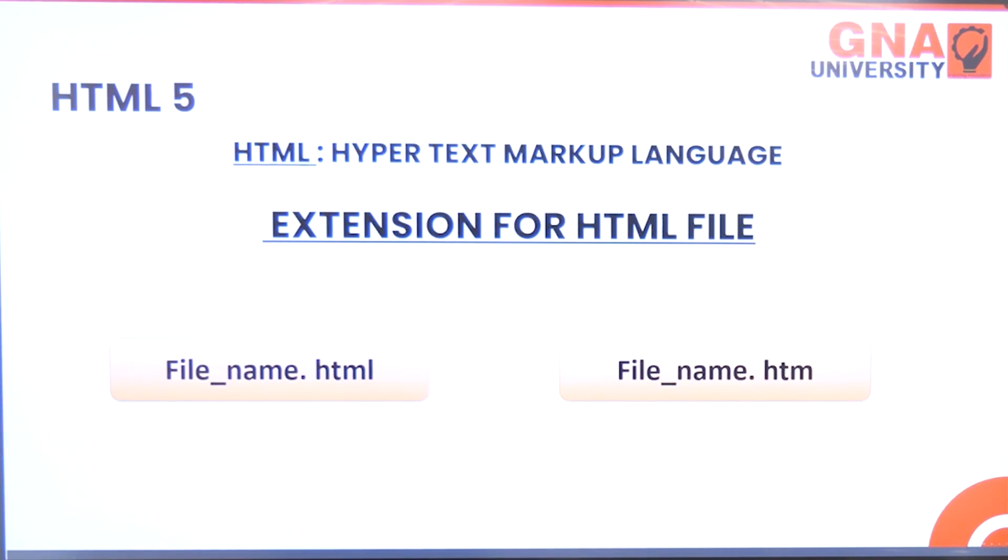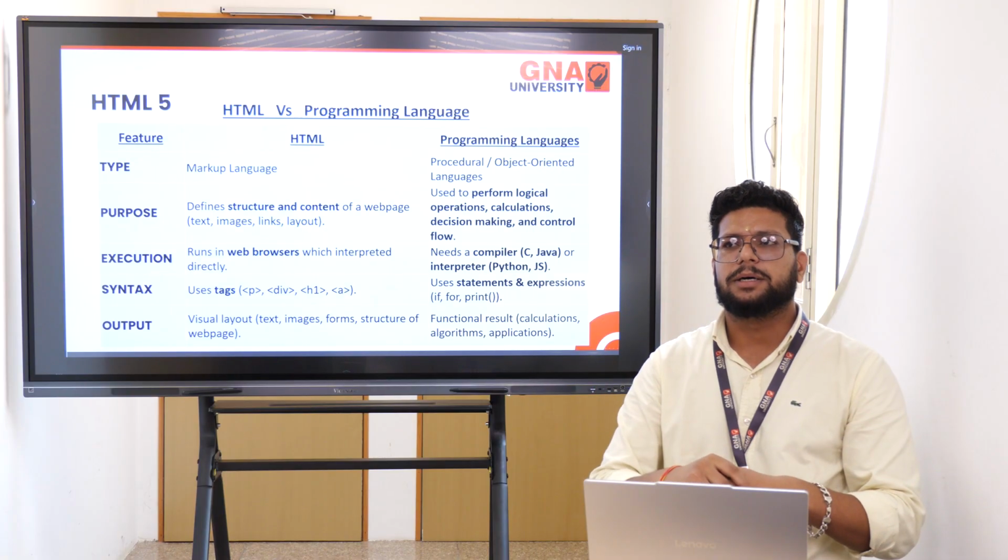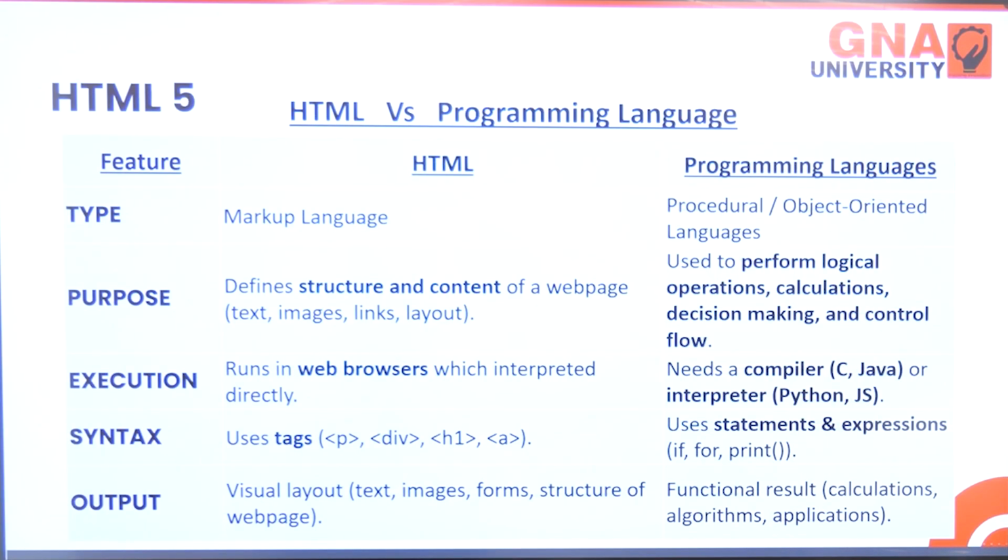Let's move forward. A lot of students, in their interviews or when someone asks them, confuse HTML with a programming language. But HTML and programming languages are totally different from each other. HTML is simply a markup language, used to provide the overall structure to your web page. Programming languages, on the other hand, are object-oriented or procedural languages, like Java and Python.